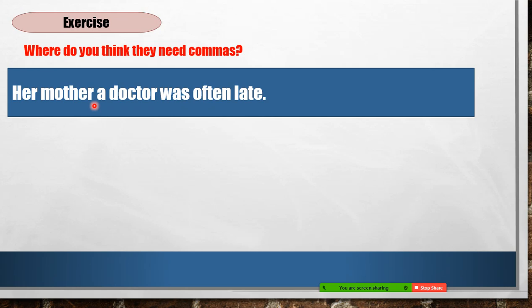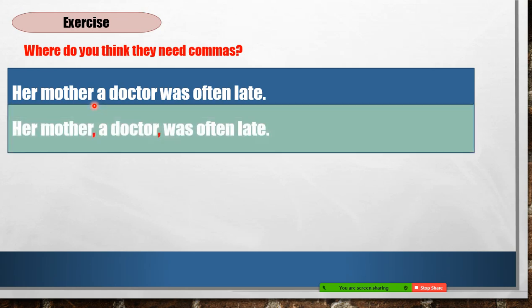Now, within this sentence, there is a part that is extra information. I don't need it. What is it? You have to surround it with two commas, before it and after it. That's it. It will look like that. Excellent. Her mother, a doctor, was often late. I surrounded a doctor here with two commas because it's extra information. My main concern, the most specific information important for me, is that her mother was often late.